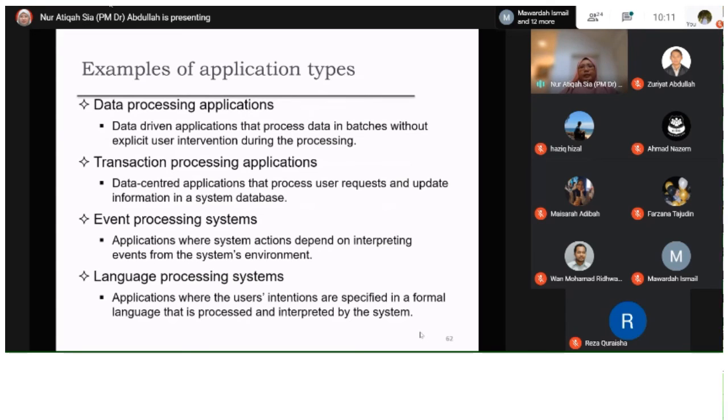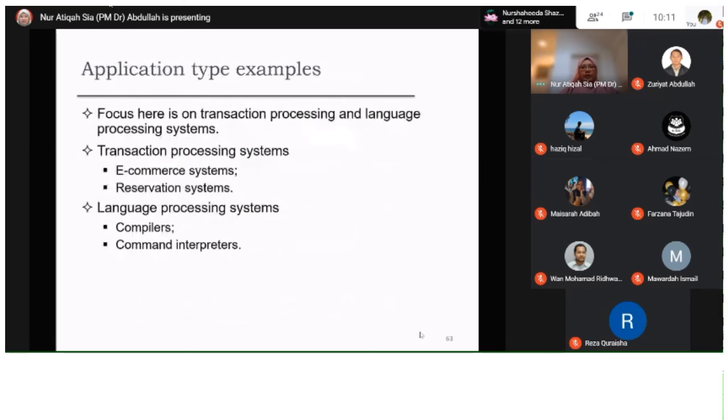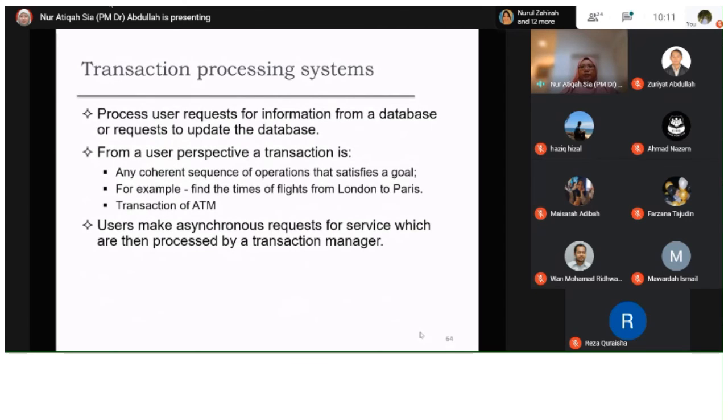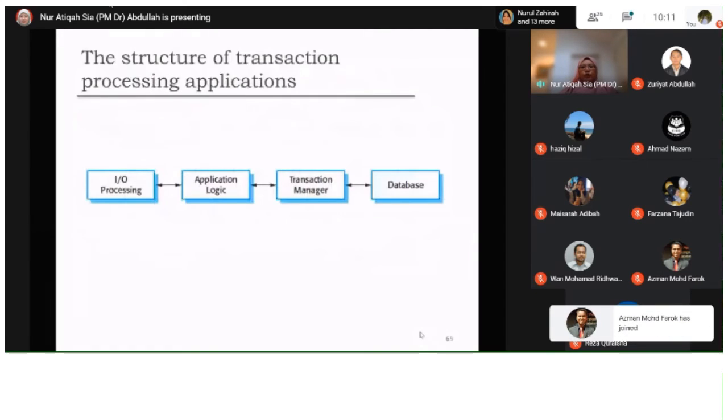Alright, so these are some example and again it's not limited to this one. Kita ada data processing application. Dalam data processing application, what will be inside data processing? Transaction processing application, event processing dengan language processing. Let's have a look. Apabila application type ni, contoh adalah transaction processing system. Daripada I/O proses kepada application logic, kepada transaction manager, kepada database. Dia gunakan pattern apa?